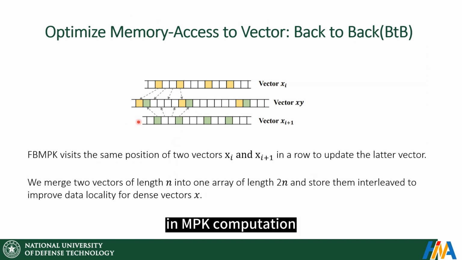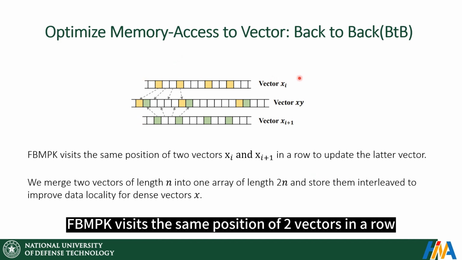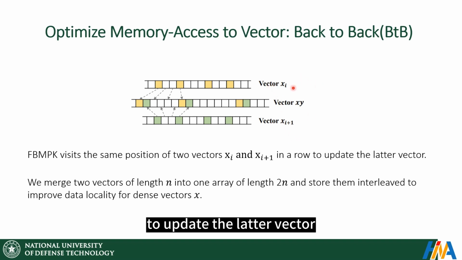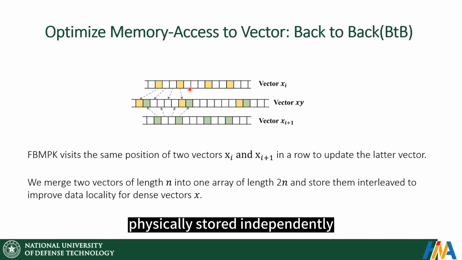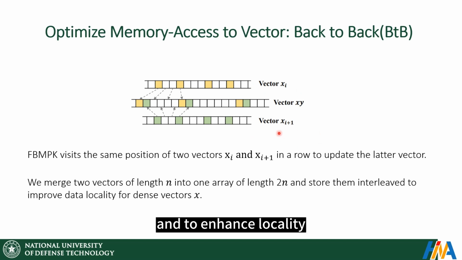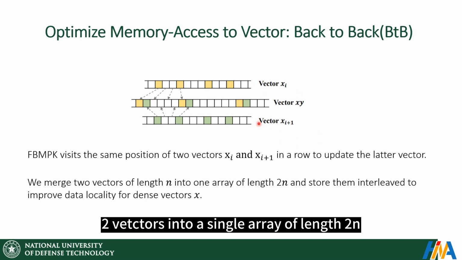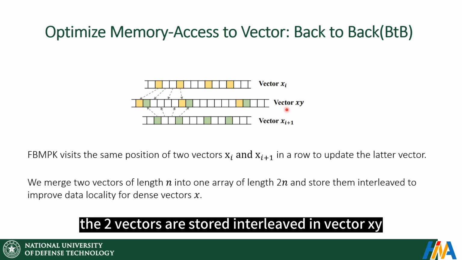In MPK computation, dense vectors are typically stored in a separate array of length n. FBMPK visits the same position of 2 vectors in a row to update the later vector. However, the 2 vectors are physically stored independently. To enhance locality, we merge these two vectors into a single area of length 2n, but they are still separated logically. The two vectors are stored interleaved in vector x, y.